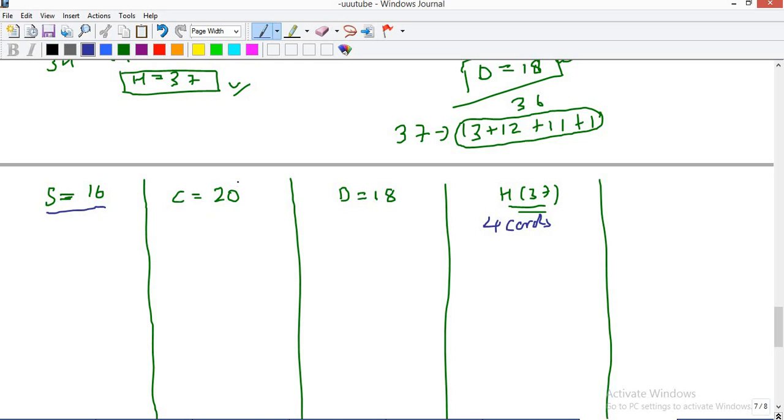Now for clubs to be 20, I need a minimum of 2 cards. Similarly, diamonds का sum 18 है, तो minimum 2 कार्ड तो चाहिए मुझे. 13, even if I take 13 as the largest, I can say 13 plus 5. Similarly, 20 है, तो even if I take 13, 13 plus 7. So minimum 2 cards for clubs I need and 2 for diamonds. Okay, and 4 for hearts.